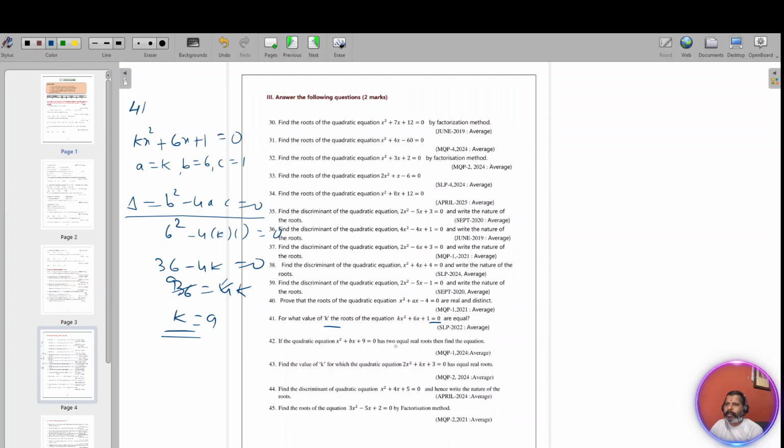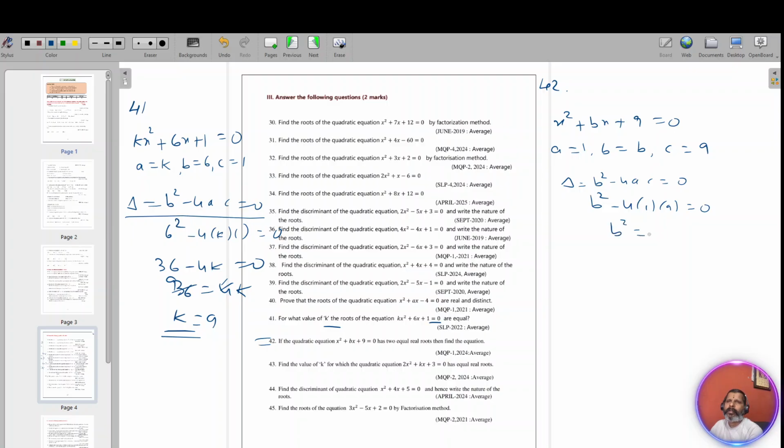42, if the quadratic equation has two real roots, find the equation. This is kind of easy. Means once you find the b value, you put it back and form the equation. That's what they are asking here. Let's check it. X square plus bx plus 9 equal to 0 means a equal to 1, b equal to b only, c equal to 9. So since the roots are equal, they said, right? So b square minus 4ac equal to 0.